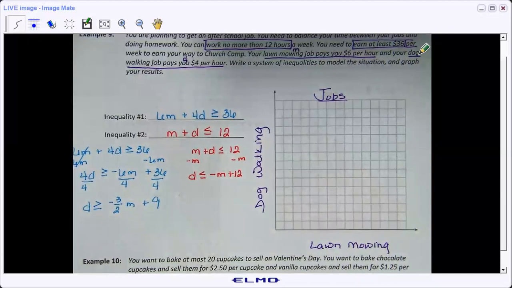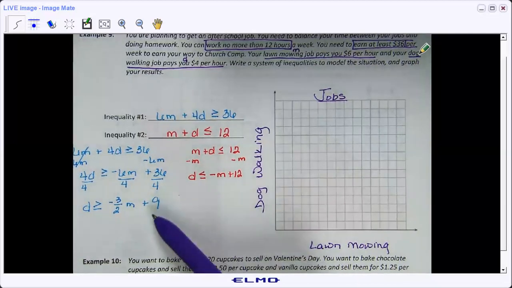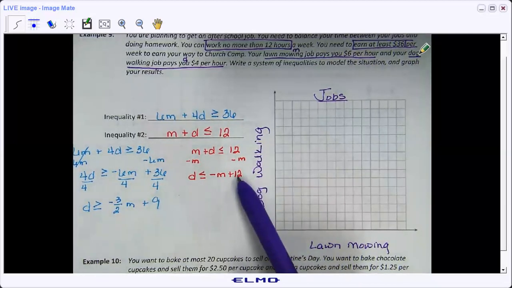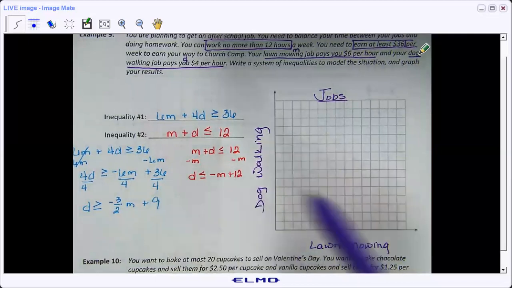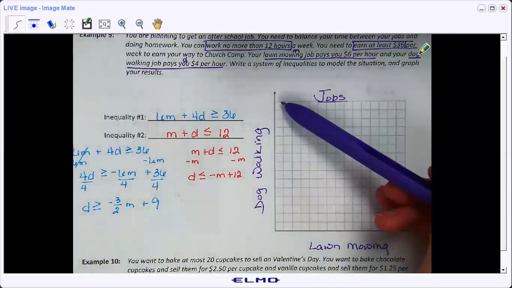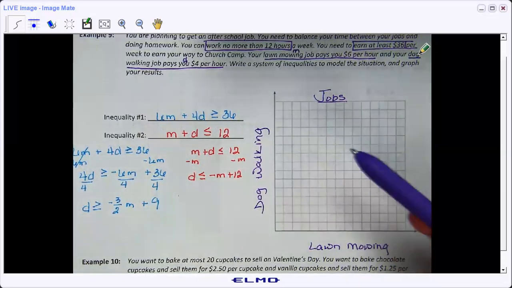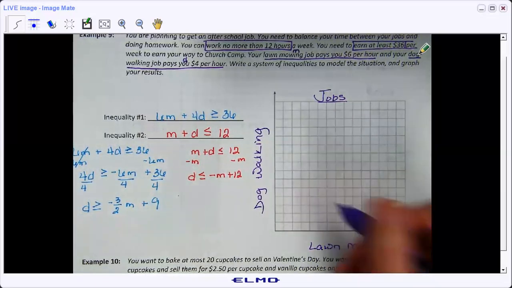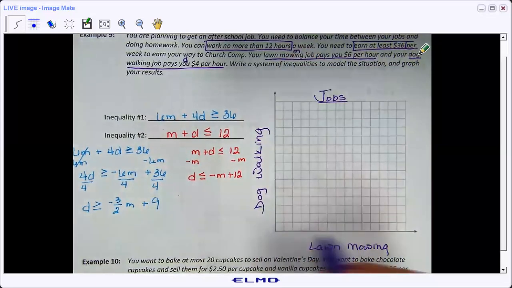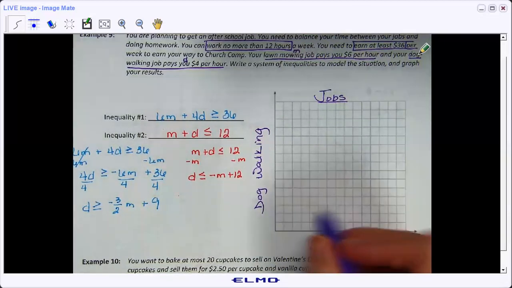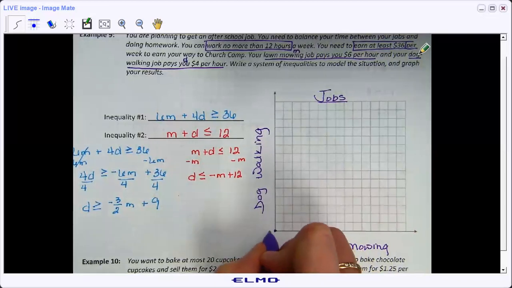Okay, I noticed that your y-intercepts are 9 and 12. So we could go up by ones, really, because it will go past 12. We're going to go on the y-axis by ones. Okay, so this is 0.